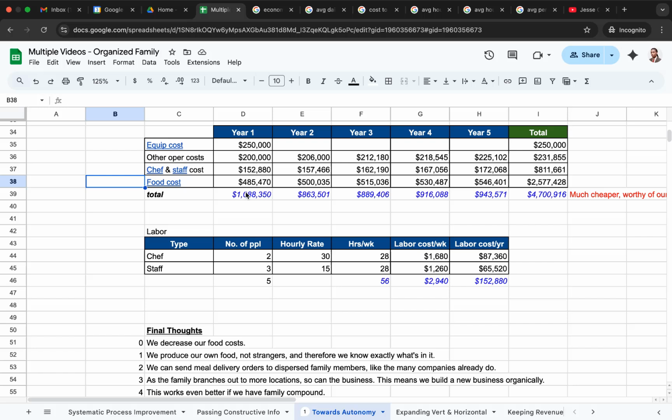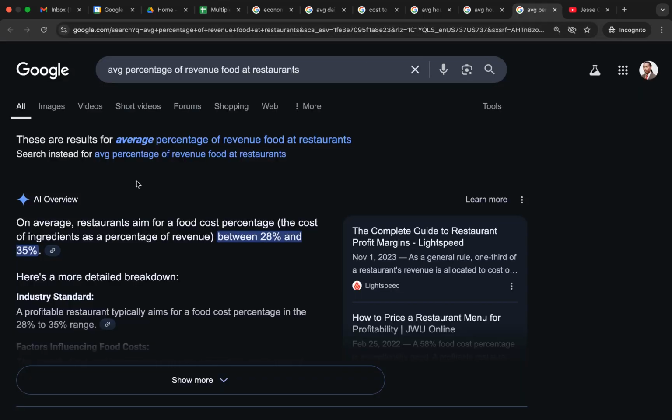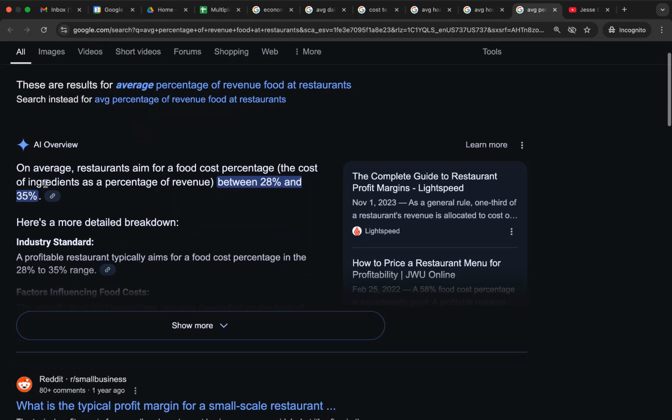Lastly, we have the food costs. So the food costs, I have 485,000 here, and the way that I got that is by going here, just using this as a nice estimation. So on average, restaurants aim for a food cost percentage, the cost of ingredients as a percentage of revenue, between 28 and 35%.